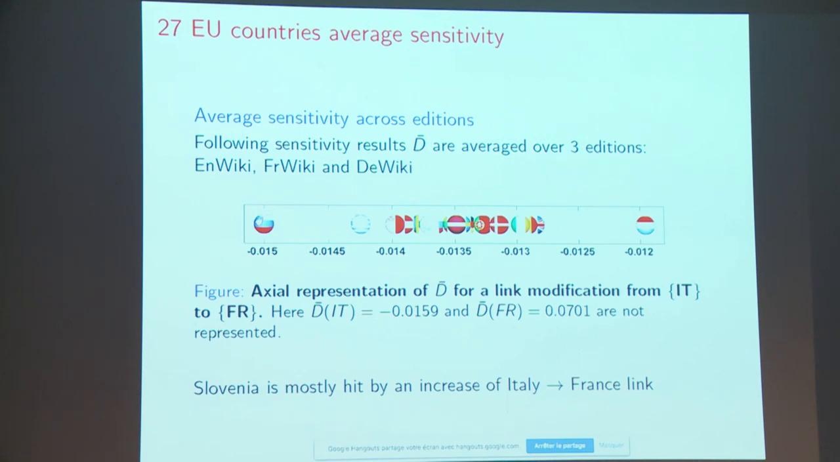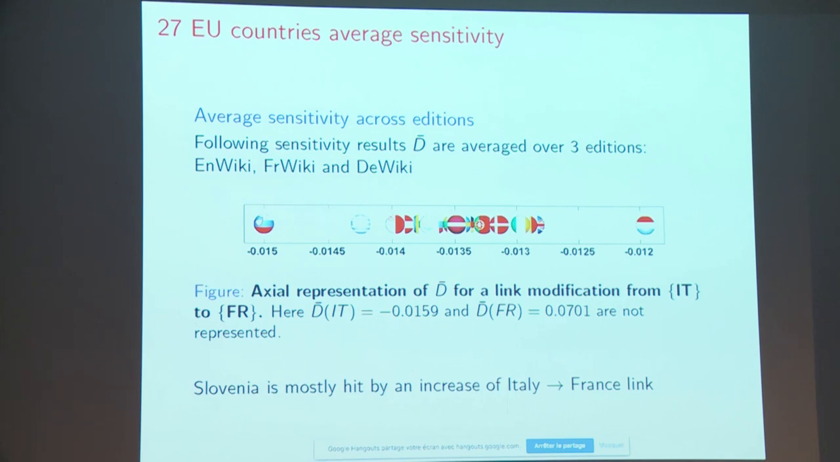What we can see in this analysis is that the country which is mostly affected by this increase of the cooperation between Italy and France is Slovenia. It is true that Slovenia has a lot of economic exchanges with Italy, and if Italy increases its relationship to France, it is most probably Slovenia that will see its cooperation with Italy decrease, and thus will lose in terms of importance in this global ranking in the network.